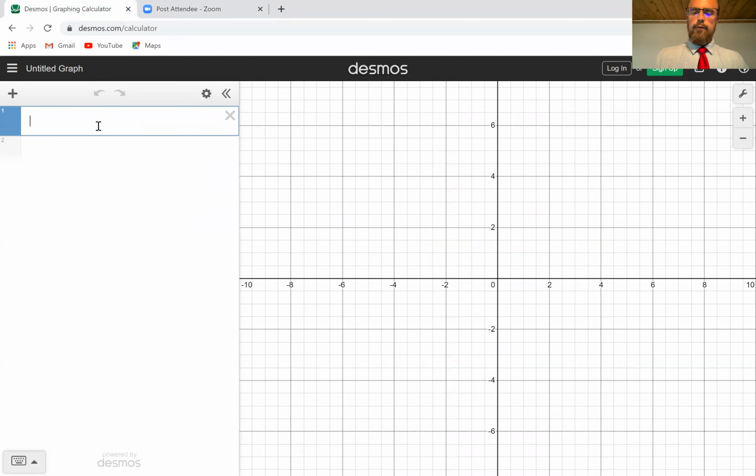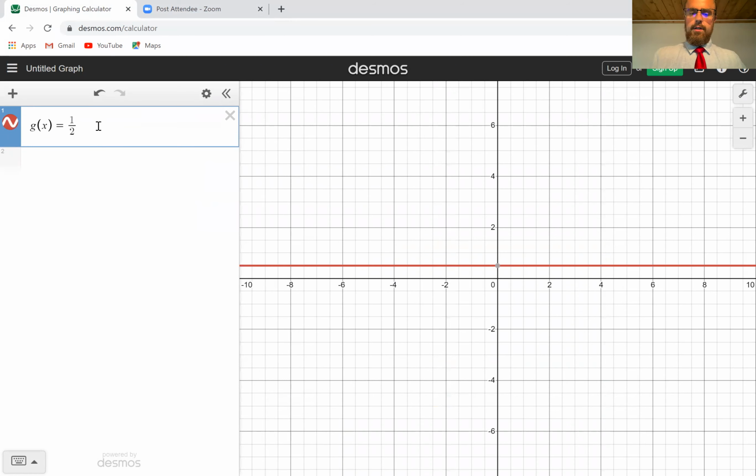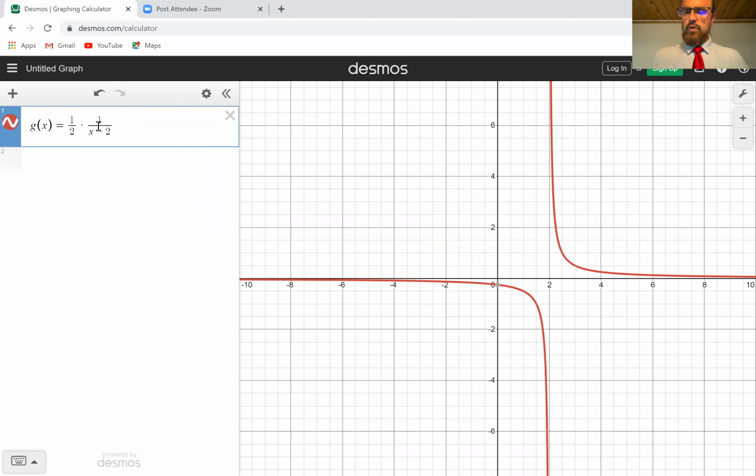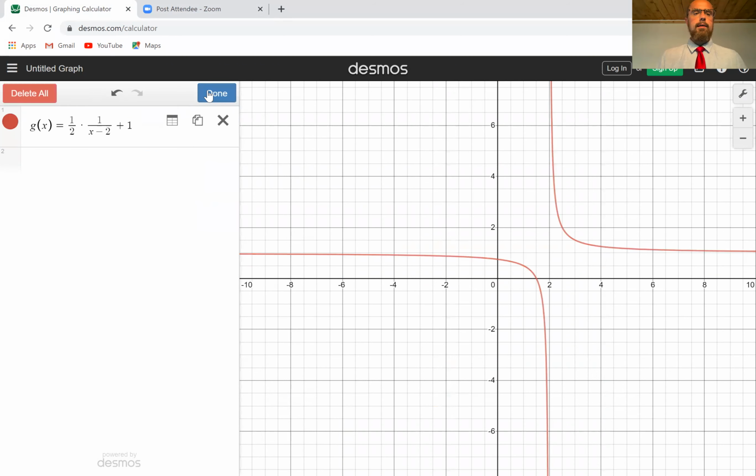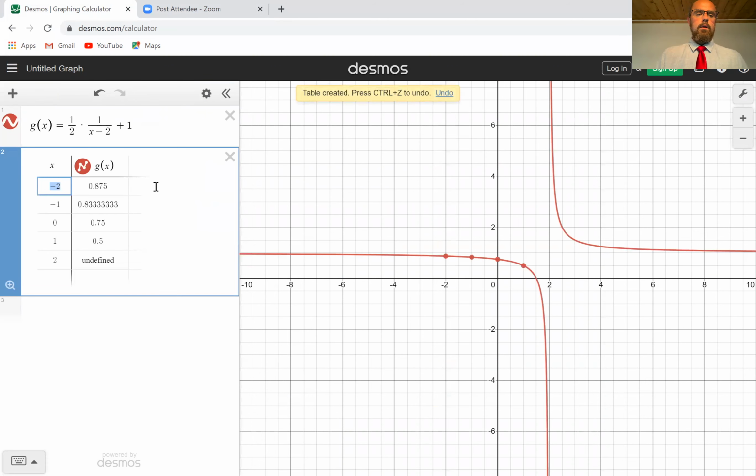So I'm going to type the new function in. This is the transformation g of x. So it's half times 1 over x minus 2. So you can see the horizontal shift there. And then plus 1. And so we can see our predictions are pretty accurate. What we need is a table, though, to graph this. So there's our table. And as you can see, our initial domain, -2 through +2, wouldn't really catch any of the right-hand part of the curve.